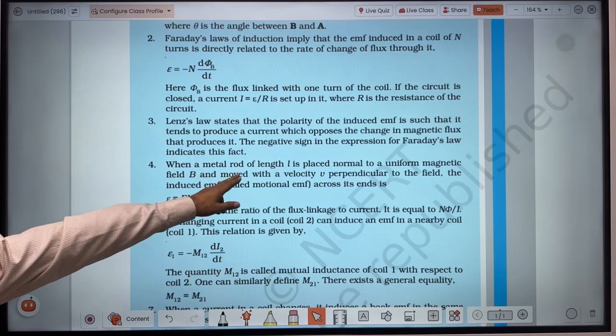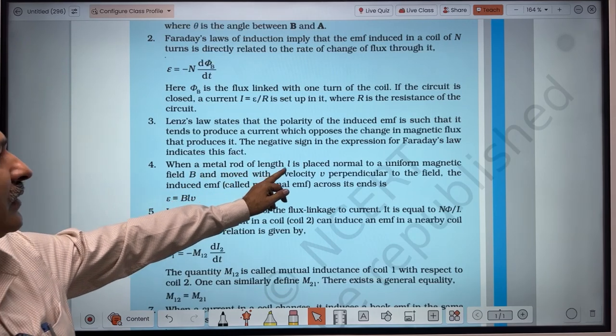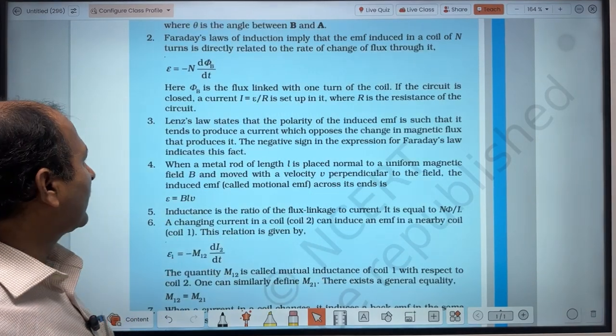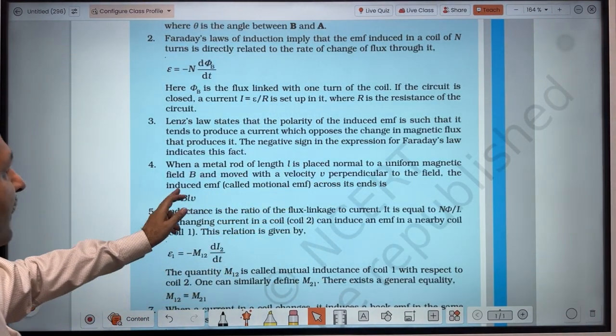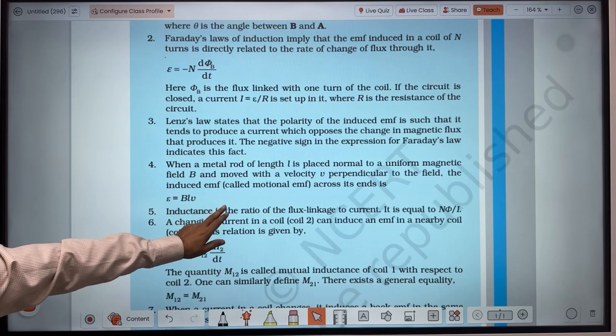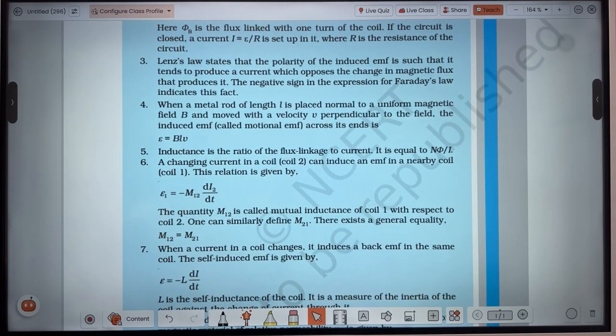Then comes motional EMF. When a metal rod of length L is placed normal to a uniform magnetic field B and moved with a velocity V perpendicular to the field, then the induced EMF, called motional EMF, is given by E equal to BLV.